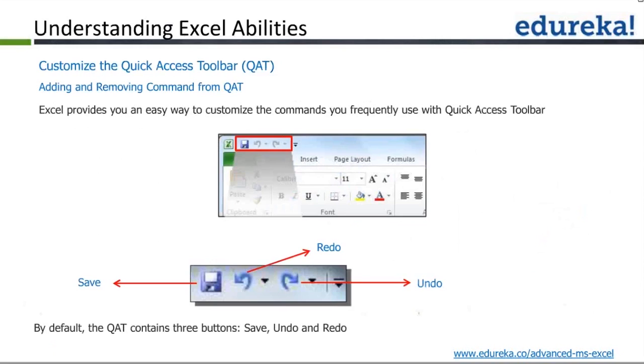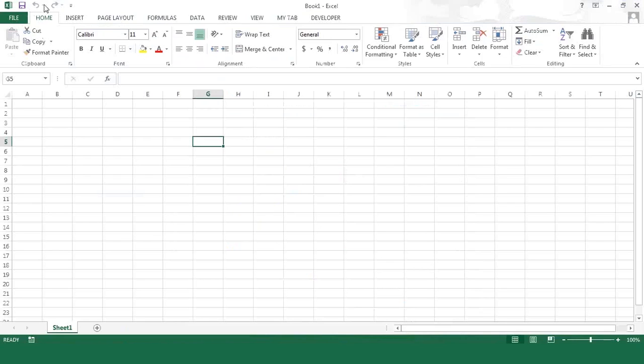So apart from the customized ribbon, we do have a toolbar also. We call it the quick access toolbar. So if you see, this one is your quick access toolbar.